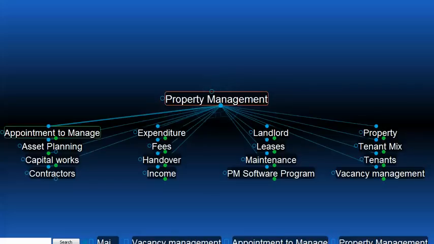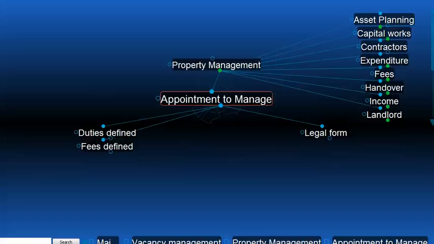You should have an appointment to manage the property which is legally correct for your location, your town or city, and also have the duties defined within that appointment to act. The duties are the duties that the client requires of you as the property manager to report to them and control the property over time.